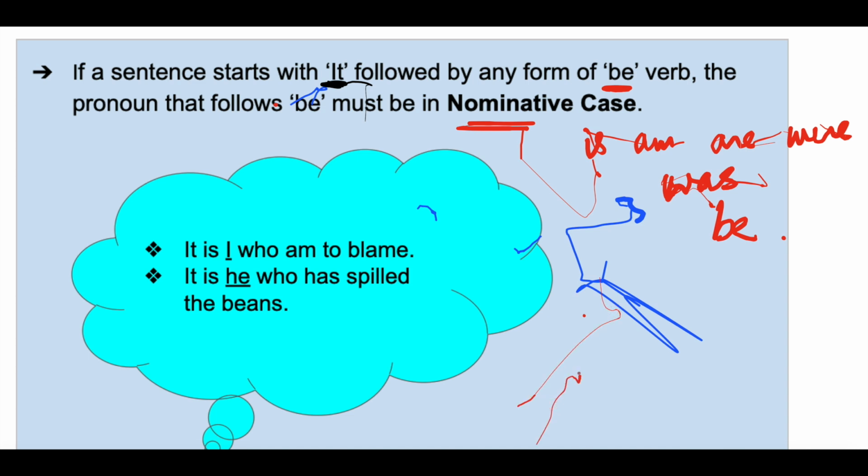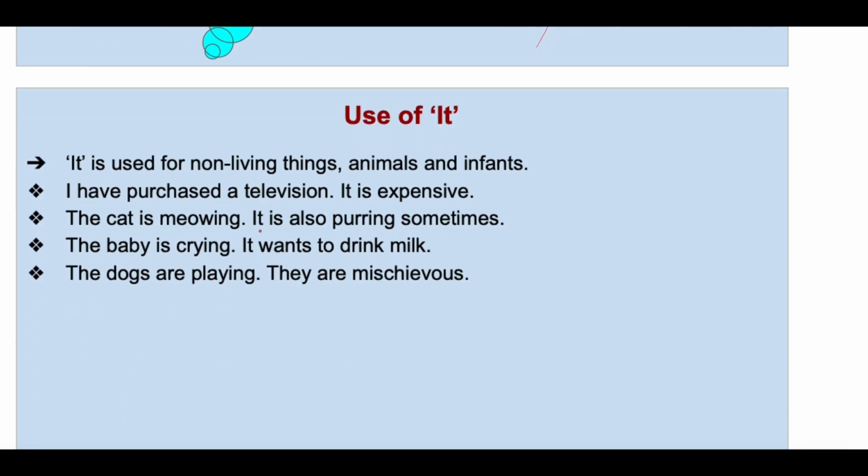Now if you have it and after it you have one of these, then the pronoun should be in subjective case. Look at this. It is. So after it, what do you have? Be verb is. So the pronoun is in subjective case. It is I who am to blame. It is he who has spilled the beans. It, then be verb is. That's why the pronoun is in subjective case.